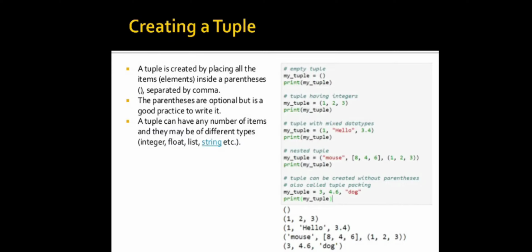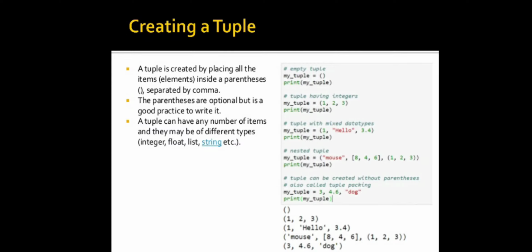Let's see the examples. We have created a tuple, my_tuple, and it has no elements, so it is an empty tuple. And a tuple having integers, we have just created a tuple. It contains elements 1, 2, 3. Tuple with mixed data types: my_tuple equals 1, hello, 3.4. Here hello is a string value, 3.4 is a float value, and 1 is an integer value.